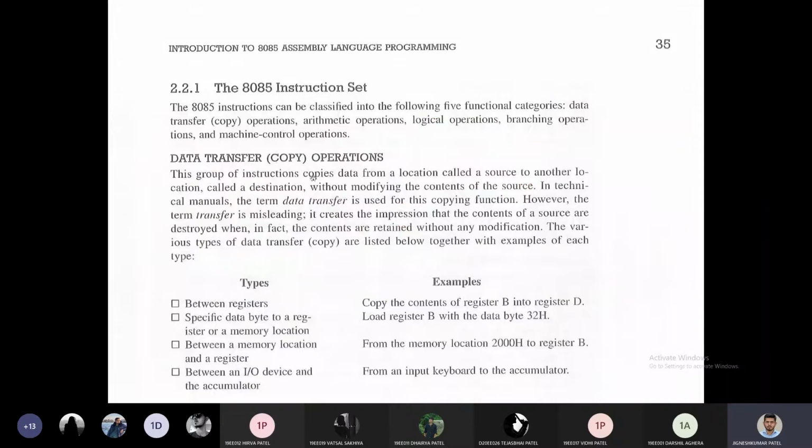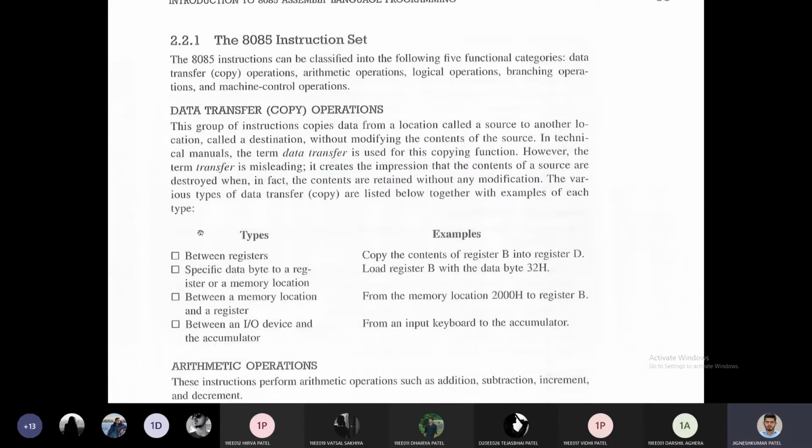So what is a data transfer operation? Data would be transferred from one register to another register, or one place to another place, or memory to register, or register to memory. That's a data transfer operation. If you are just moving a number from one place to another place, that's a data transfer operation.